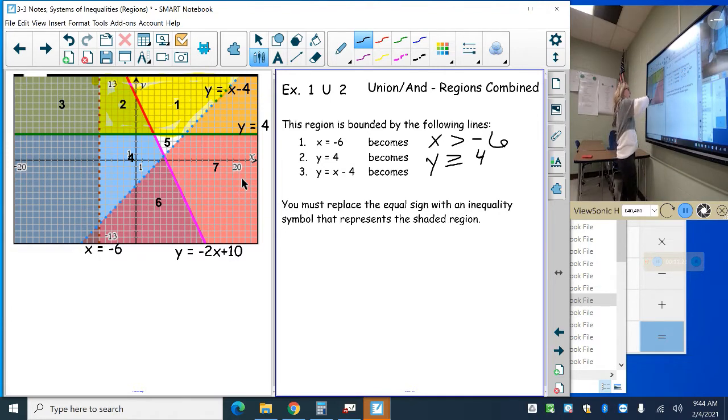And finally, my blue dotted line, the yellow part, is it above or is it below? It's above, so we would say it's greater than. Y is greater than x minus 4. How do I know it's greater than? Because we have a dotted line and because it's above. You must replace the equal sign with an inequality symbol that represents the shaded region. If you graph all 3 of these like you did in 2.7 and 2.8 and then find where they overlap, you would get region 1, union region 2.